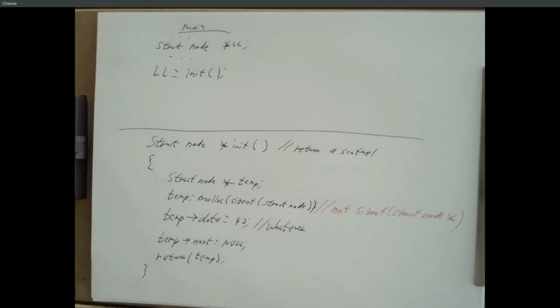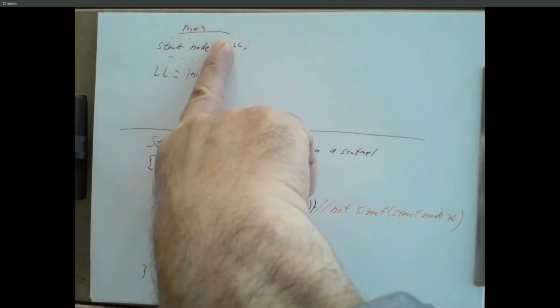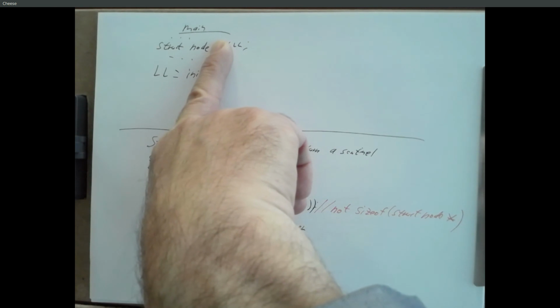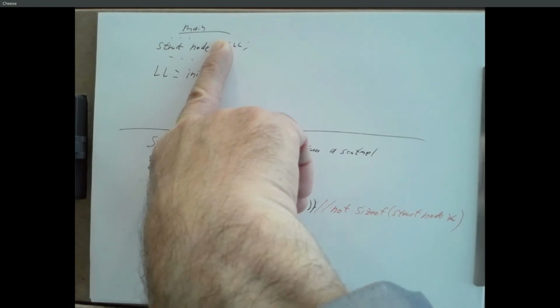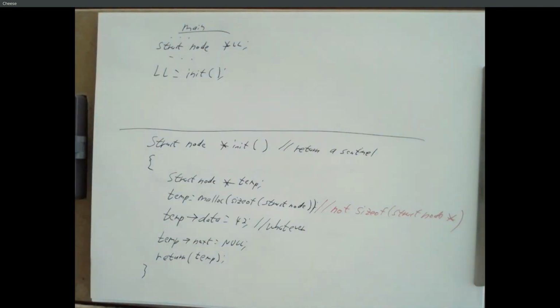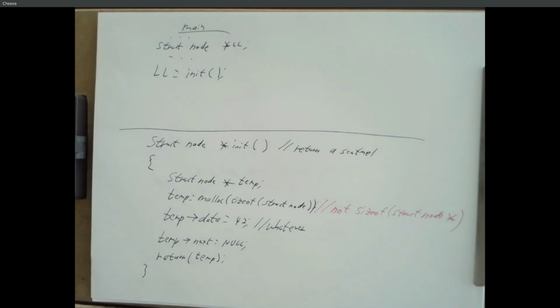We could also, up here in main, just have said struct node LL. LL.data equals 42, LL.next equals null. And LL would be a perfectly fine sentinel node. But every time we want to call a function like add that needs the address of that, we have to say ampersand LL. And that gets to be a pain. So we'll declare our linked list to be a star to a struct node.